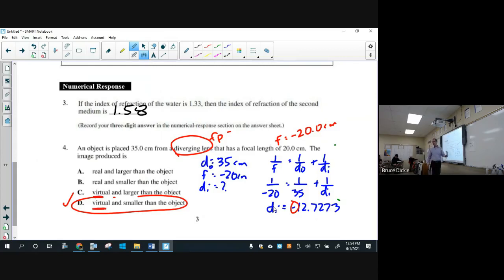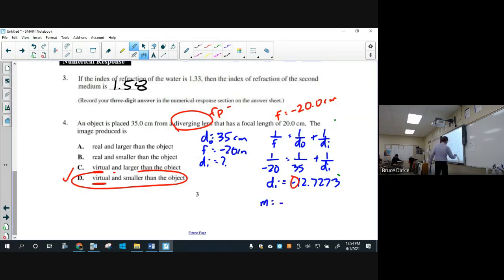Now, to determine that it's smaller, probably going to want to do the magnification here. Negative DI over DO. I get negative negative 12.7 over DO, which is 35. I don't know what that number is, somewhere around 0.3. It's a number that's less than 1, right? And if it's less than 1, it tells us it's smaller. Yeah, it's smaller. So sure enough, the answer is D.